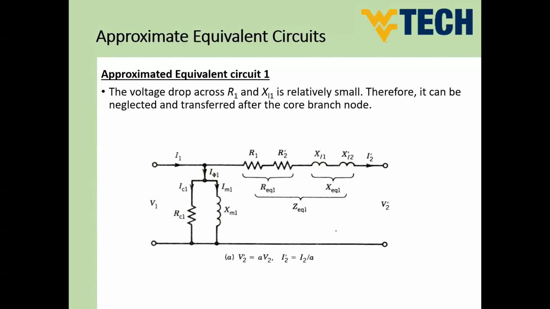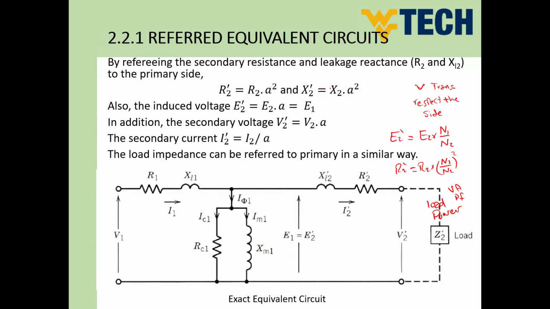A first approximation, guys, can be that the voltage drop across R1 and XL1, which is the primary impedance, is relatively small. So if we go back one slide here, this impedance is a small impedance. In this case, the voltage drop across this impedance will be very small. So what we can do is neglect the voltage difference between this point and this point and move this branch to the other side here.